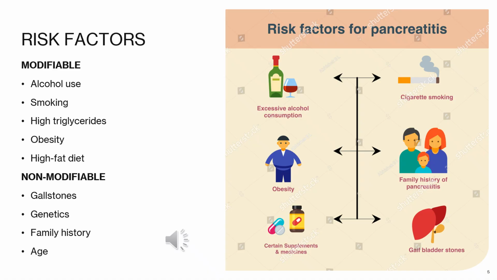There are several risk factors for acute pancreatitis. Some are modifiable, meaning they can be changed, and others are not. Modifiable risk factors include alcohol use, smoking, high triglyceride levels, obesity, and eating a high-fat diet. Non-modifiable risk factors include gallstones, certain genetic mutations, family history, and age. Gallstones and alcohol use are the two most common causes overall.